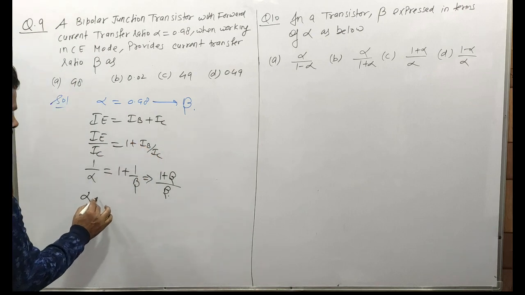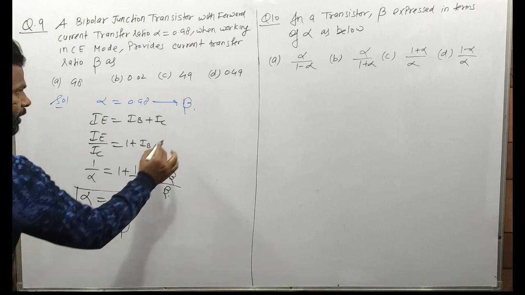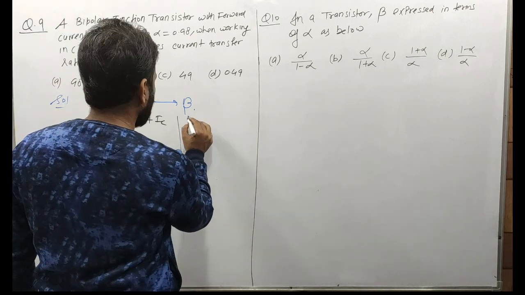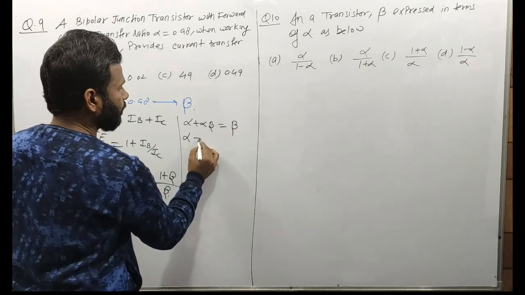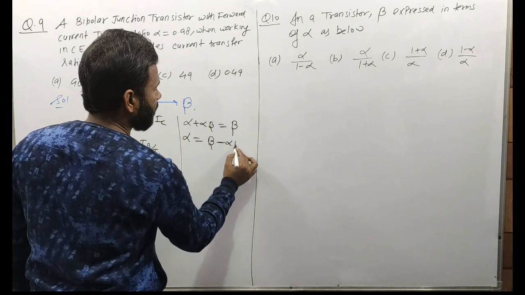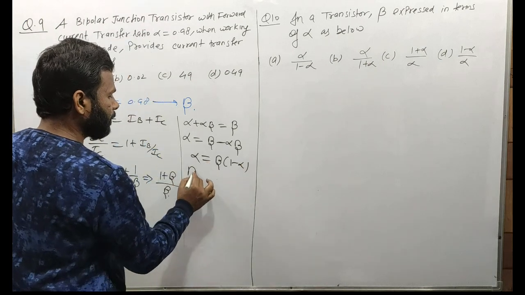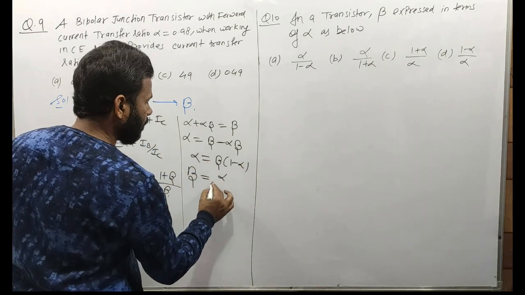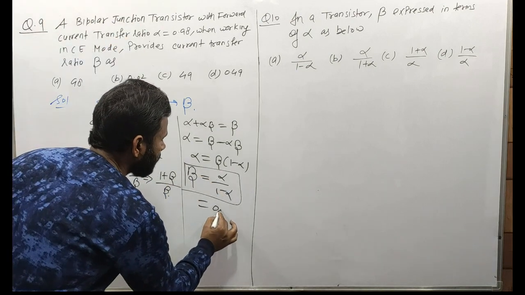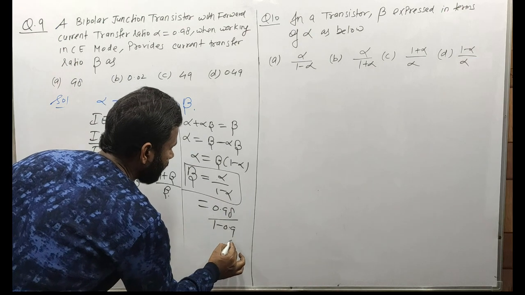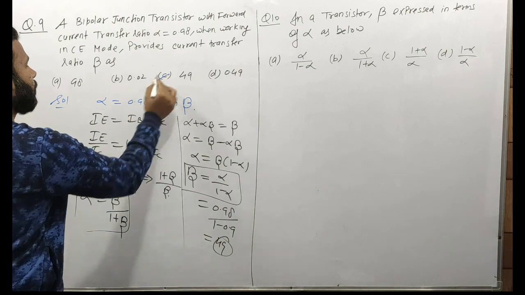So alpha is beta upon 1 plus beta. Now from that just cross multiply, alpha plus alpha beta equals to beta, then alpha equals to beta minus alpha beta, and just take common beta and 1 minus alpha, then beta is equals to alpha upon 1 minus alpha. So you just put this value 0.98 upon 1 minus 0.98, then you get 49. So 49 is given in C option. ठीक है.